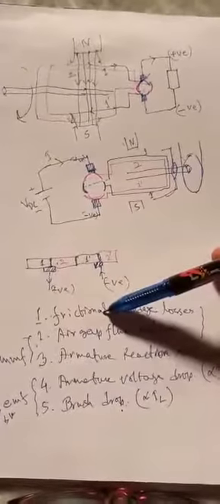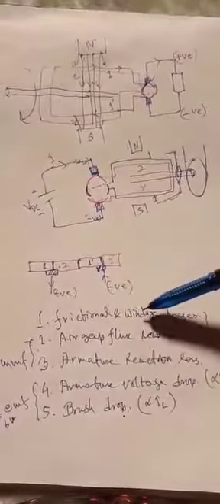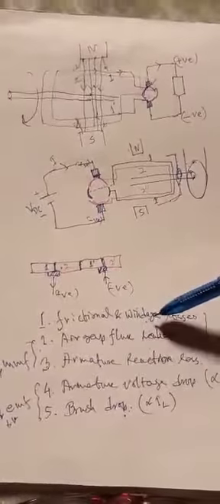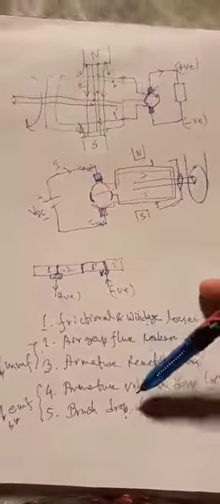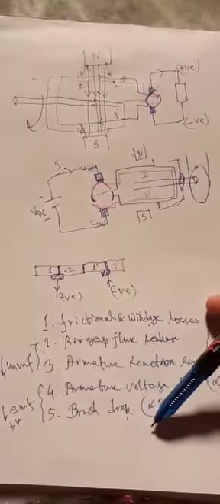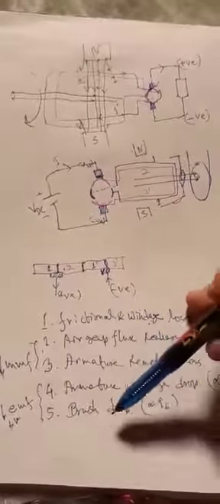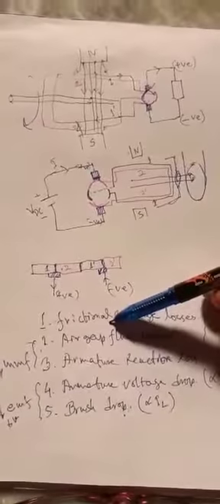And at the very end, there will be frictional and windage losses. That means in case of a generator, it operates in this manner, and in case of a motor, it operates just in the opposite manner. That means 5, 4, 3, 2 and 1.